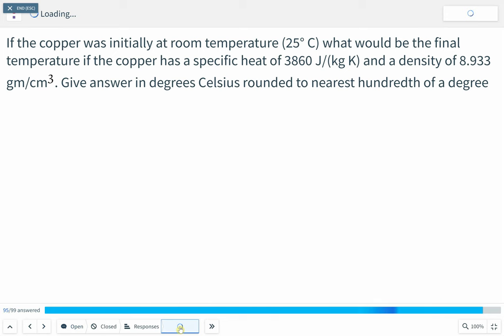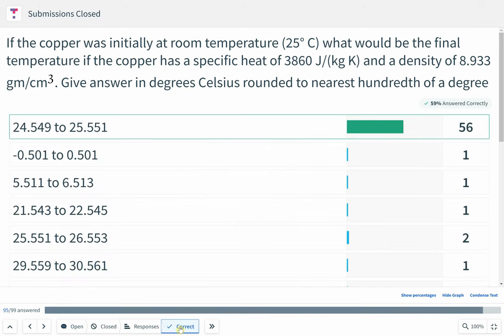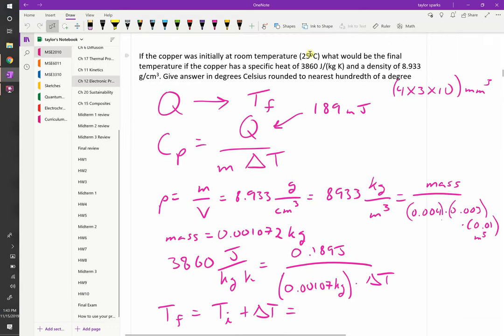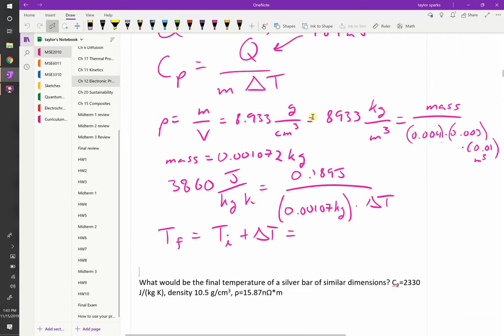And people think what? About 60% of the people. Oh, so some people submitted the correct answer, but you solved for delta T, and you need to add that to your original temperature. So you started at 25 degrees Celsius. When I plug everything in, I find that I get a value for delta T of 0.045. If you got something else, it's likely a unit problem. So you're going to add 25 plus 0.045 degrees Celsius, right?